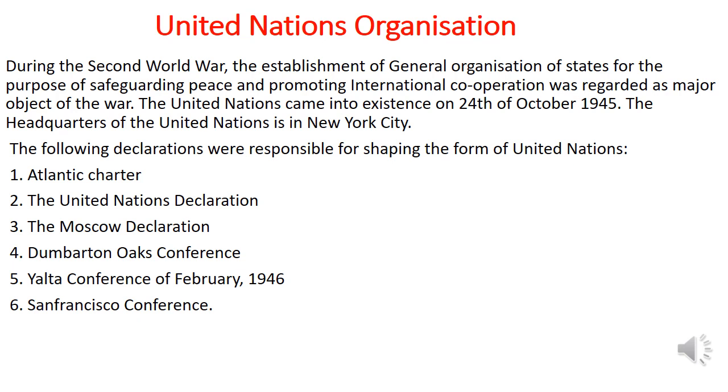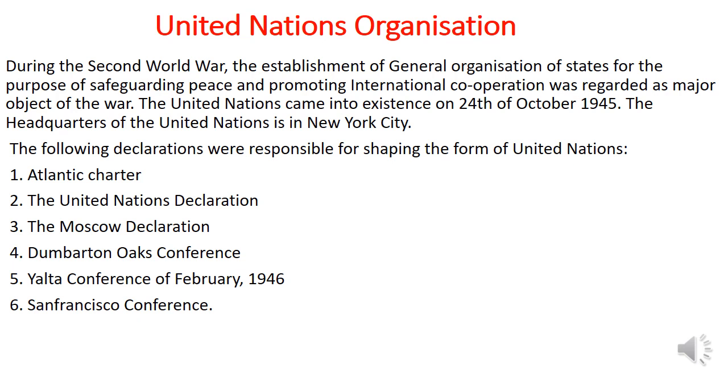Today in the series of Public International Law, let us learn about the very important topic, the United Nations Organization. During the Second World War, the establishment of a general organization of states for the purpose of safeguarding peace and promoting international cooperation was regarded as a major object of the war. The United Nations came into existence on 24th of October 1945. The headquarters of it is located in New York.